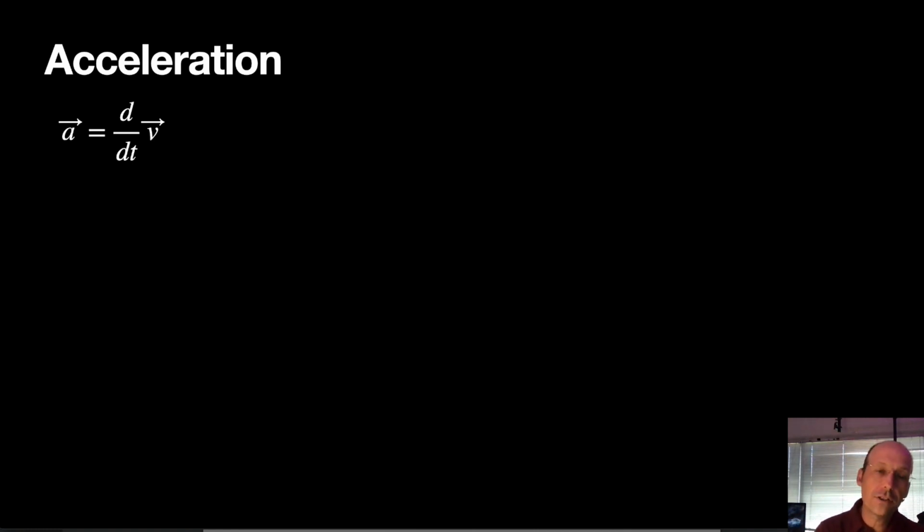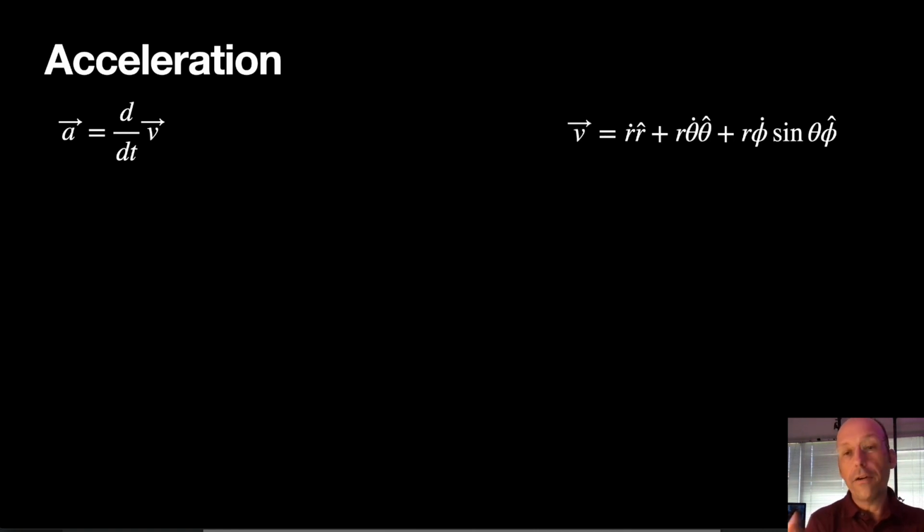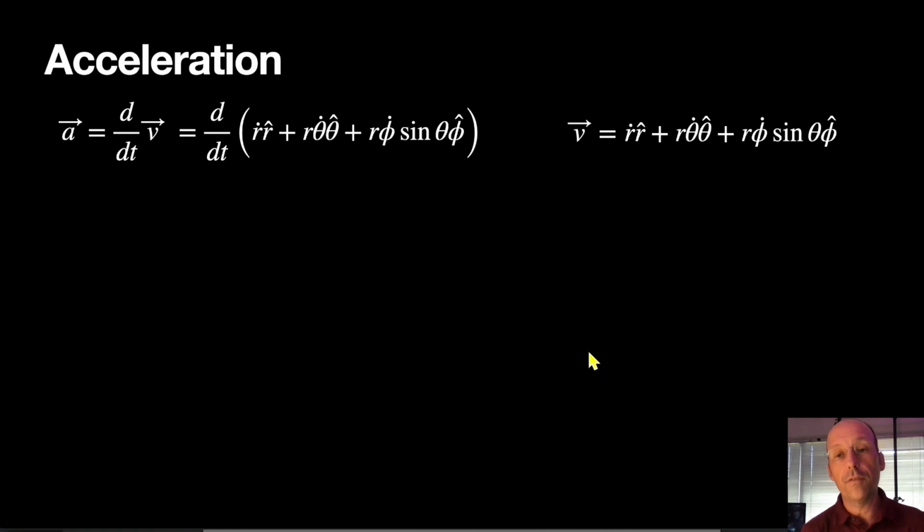So the acceleration is defined as the derivative of the velocity with respect to time. So I already know the velocity in spherical coordinates. I just did it. Go back to the last part. Okay. So that means I have to take the derivative of this stuff with respect to time. So I have the derivative of r dot r hat, r theta dot theta hat, plus r phi dot sine theta phi hat. Okay, well, we can take derivatives.